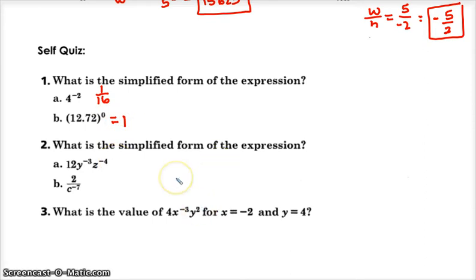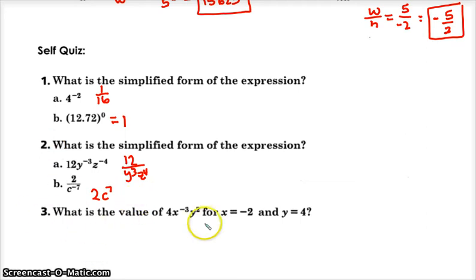In question number 2, you had to simplify the expression. We had some variables involved here. So I've got 12 over y to the third and z to the fourth. And for part B, you should have had 2 times c to the seventh. I have a negative exponent in the denominator. It needs to get moved up to the top.